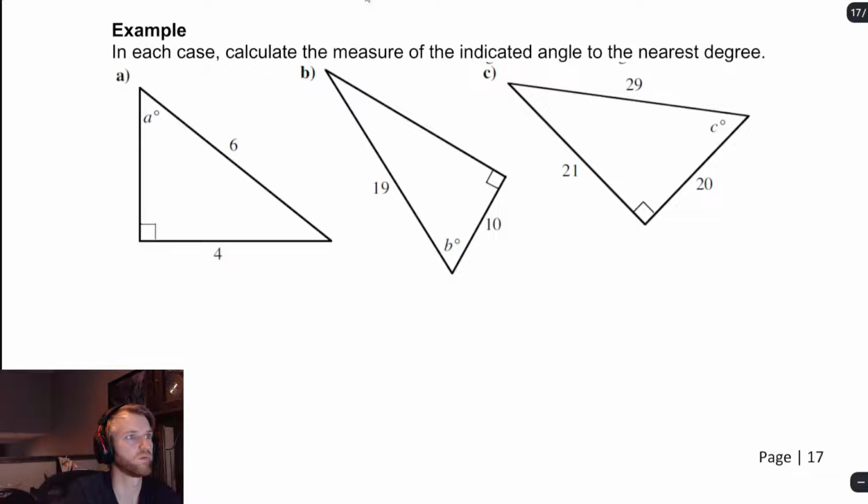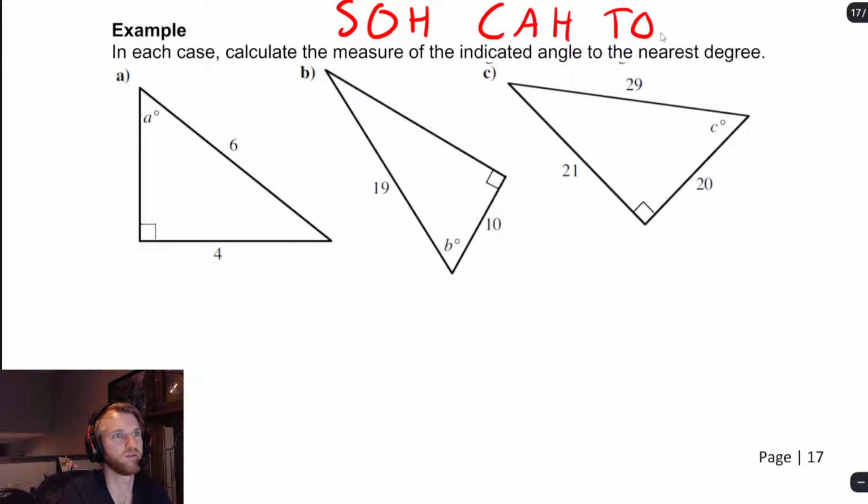Just like before, we're going to use our SOHCAHTOA to figure out if we need sine, cos, or tangent. So in each case, calculate the measure of the indicated angle to the nearest degree. So we want to know what is that angle there. So we are using this as our reference angle. We're looking from here to figure out what's adjacent and opposite and hypotenuse.